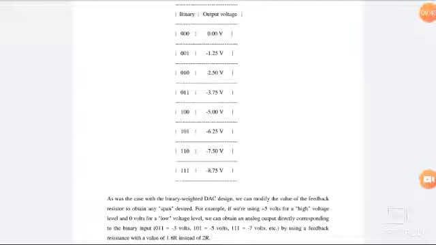As was the case with the binary weighted DAC design, we can modify the value of the feedback resistor to obtain any span desired. For example, we are using plus 5 volts for a high voltage level and 0 volts for a low voltage level. We can obtain an analog output directly corresponding to the binary input: 011 equals minus 3 volts, 101 equals minus 5 volts, and 111 equals minus 7 volts, etc., by using a feedback resistor with a value of 1.6R instead of 2R.